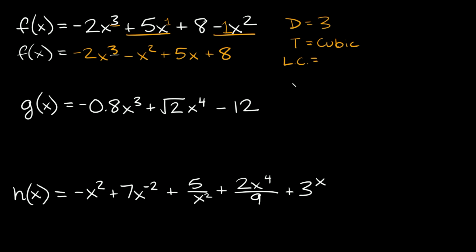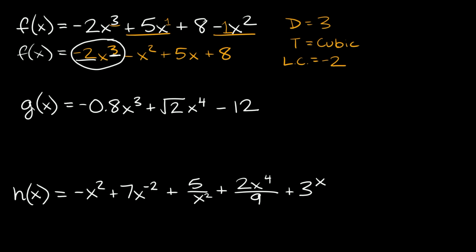And then what's the leading coefficient? So the leading coefficient is just the coefficient on your first term, or in other words, the term that has the biggest exponent on it. Okay, so that would be this term right here, right? This term has the biggest exponent on it. The leading coefficient here is -2. So the leading coefficient, again, is -2.